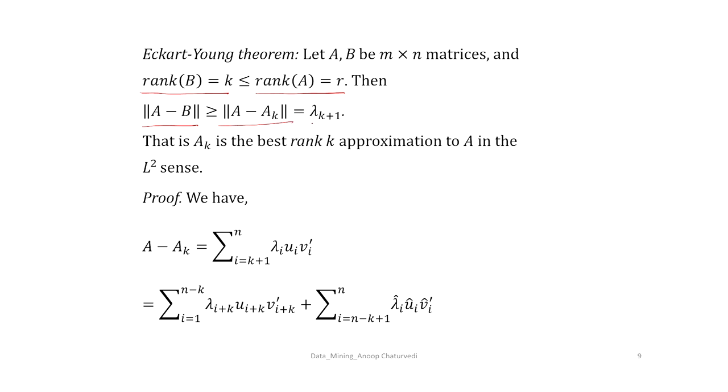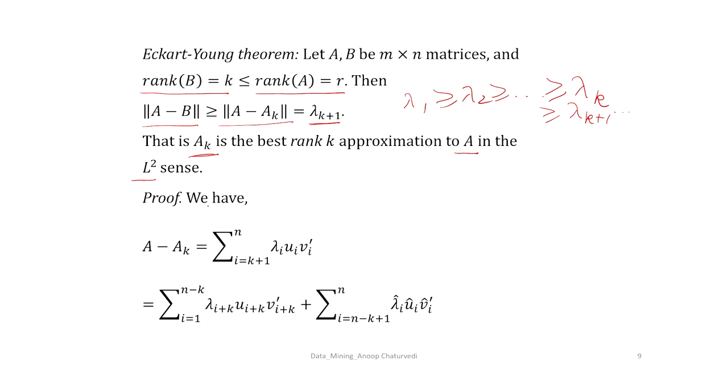and norm of A minus A_k is lambda_{k+1}. Say you are considering eigenvalues up to lambda_k in forming A_k. Then the eigenvalue just after that, that is the maximum eigenvalue after lambda_k, is lambda_{k+1}. So, in this sense, A_k provides the best rank k approximation to A in the L2 sense.